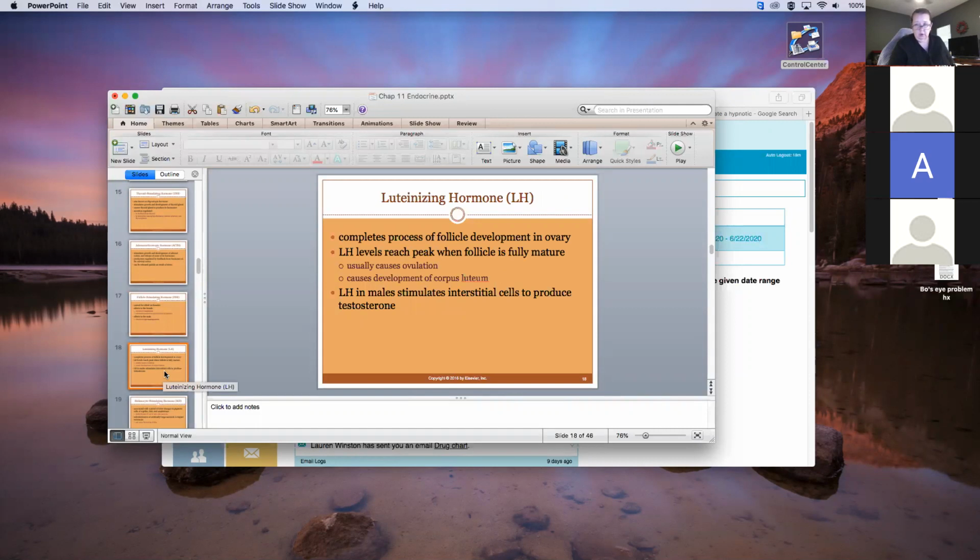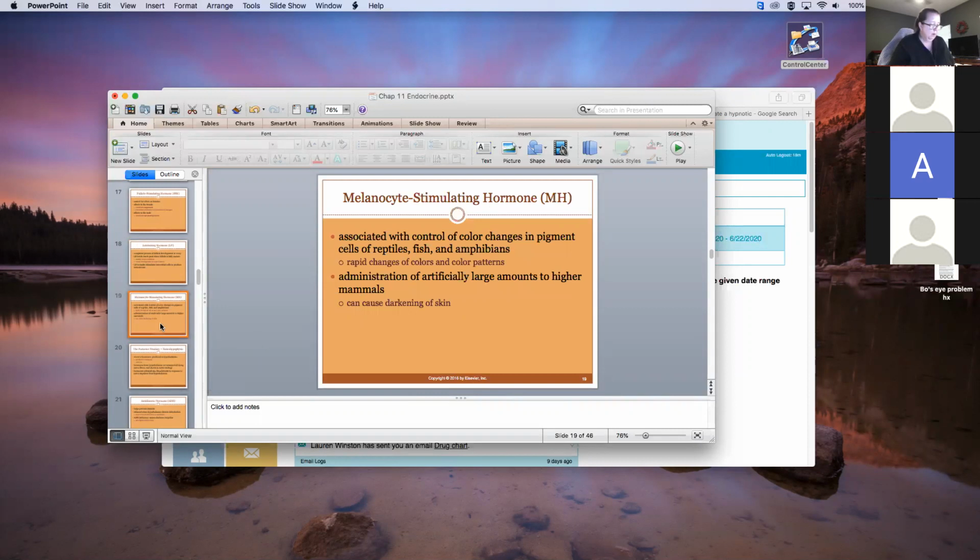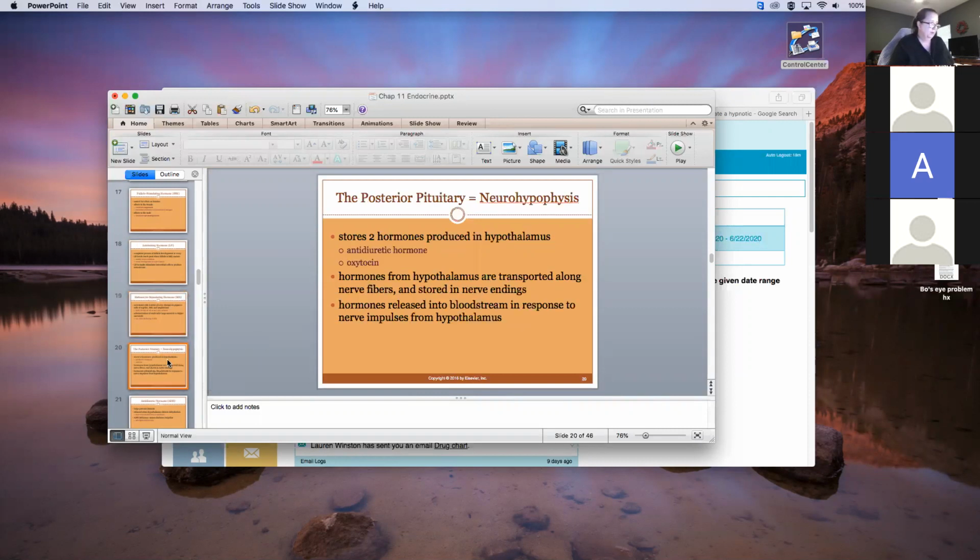LH, the target is the ovary, and primarily also the testicles. Okay, melanocyte stimulating hormone, you didn't need to know for the test. And then the posterior pituitary, which questions 10 and 11 pertain to.